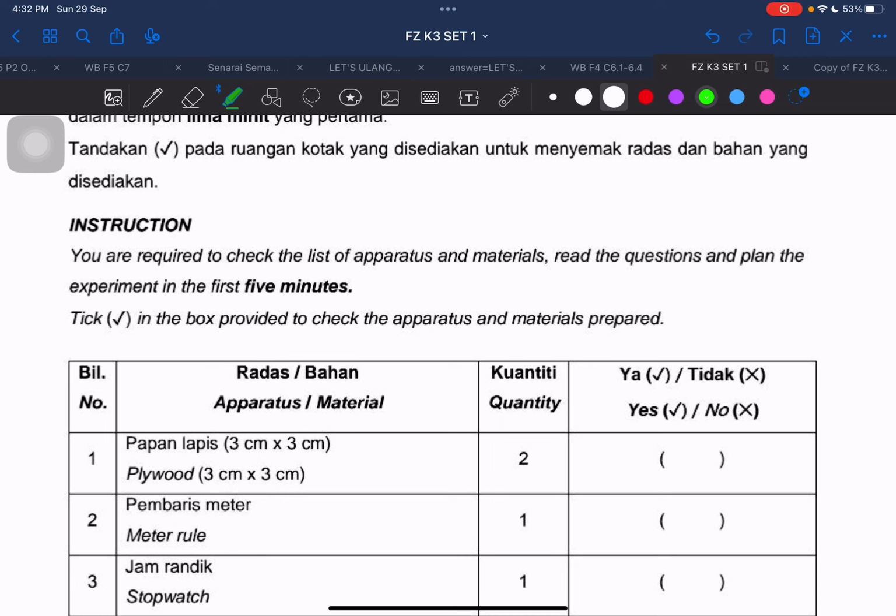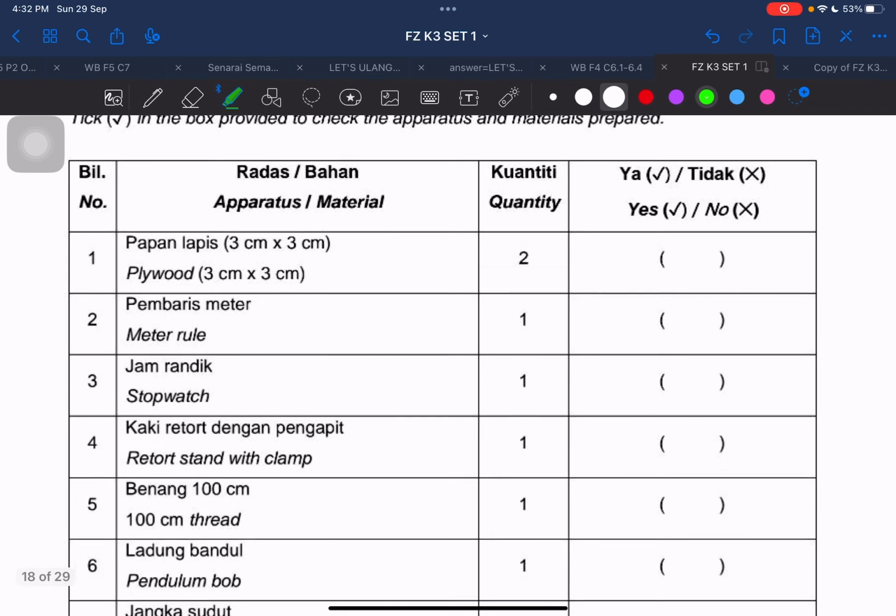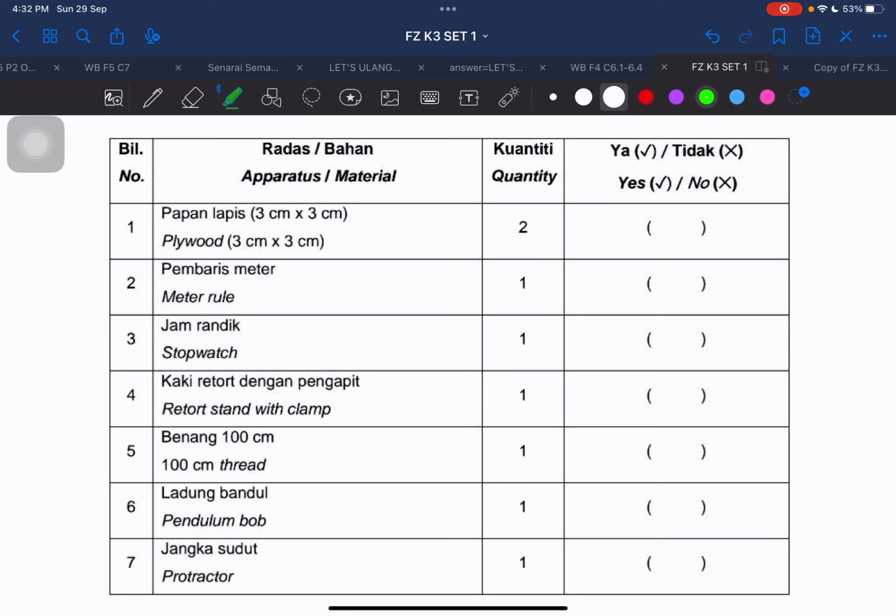In the first 5 minutes, you are required to check the list of apparatus and material, read the question and plan the experiment. These are the list of apparatus and material you check in your tray. Read carefully, check carefully. If you have the correct quantity, just tick. Plywood with dimension 3 cm times 3 cm, 2 plywood. If you have it in your tray, just tick. Meter rule, if you have it, just tick like that.